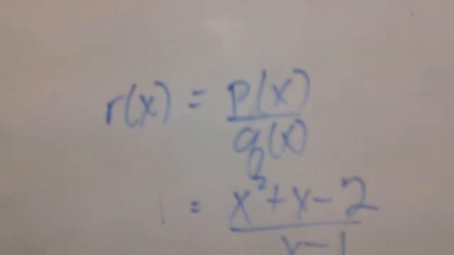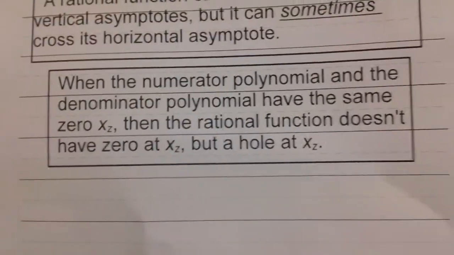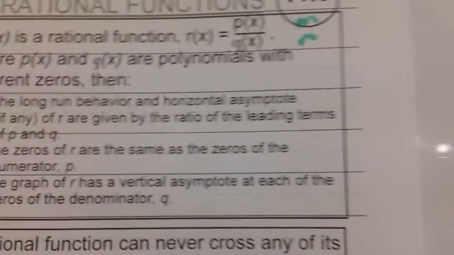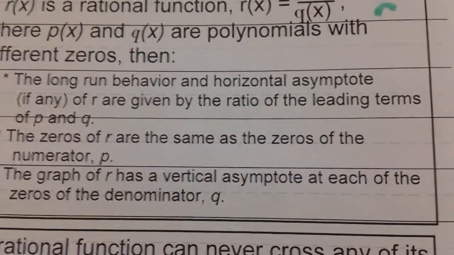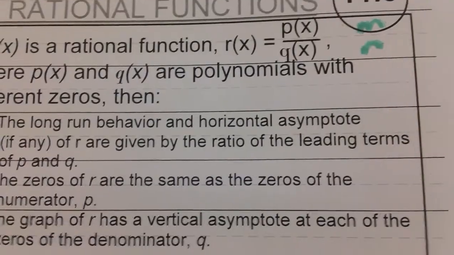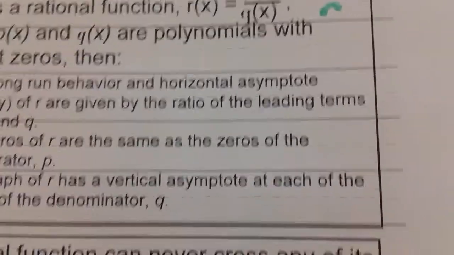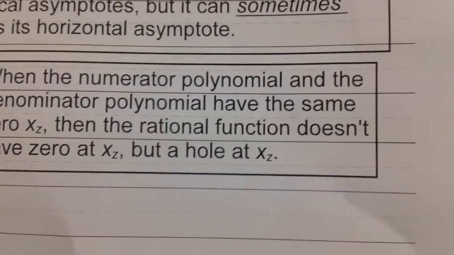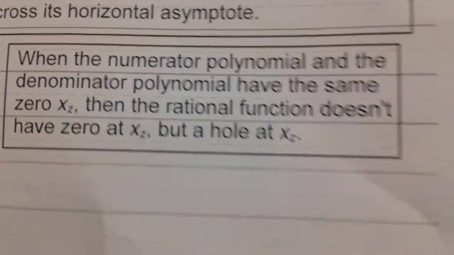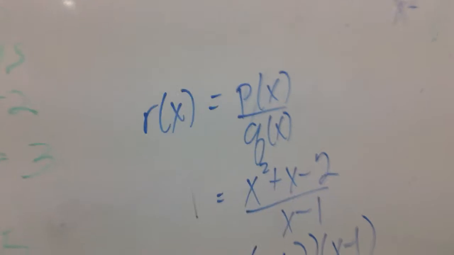And the last thing I want to talk about is zeros. So if we go over here, we talked about earlier that when P and Q have different zeros, then you have these situations. But what if they don't have different zeros? What if the numerator polynomial and the denominator polynomial have the exact same zero? Well, then that means instead of an asymptote, you're going to have a hole, okay? So let's take a look at this example.